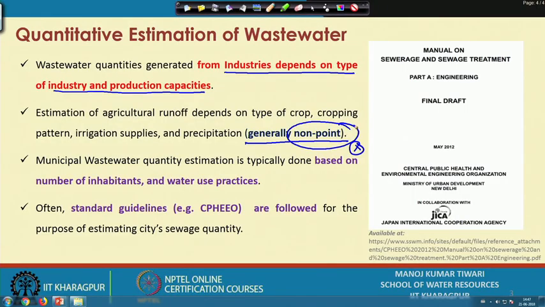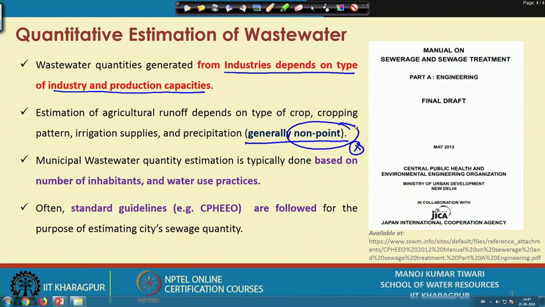So, now we come to the most important fraction of the wastewater, for which government bodies like municipalities have the responsibility to collect, to treat, and to purify. It is the municipal wastewater or municipal sewage, what we typically call just sewage.